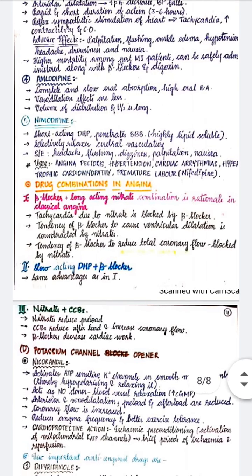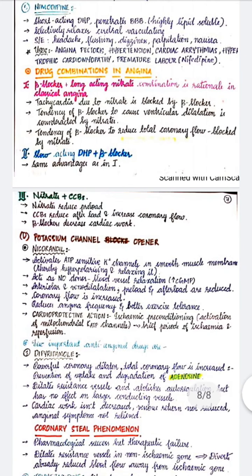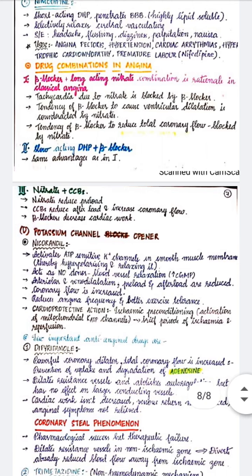Coming to the drug combinations in case of angina pectoris. First is beta blocker along with a long-acting nitrate in case of classic angina, because tachycardia due to nitrate can be blocked by beta blocker, and the tendency of beta blocker to produce ventricular dilatation as well as to reduce total coronary flow can be blocked by nitrate.